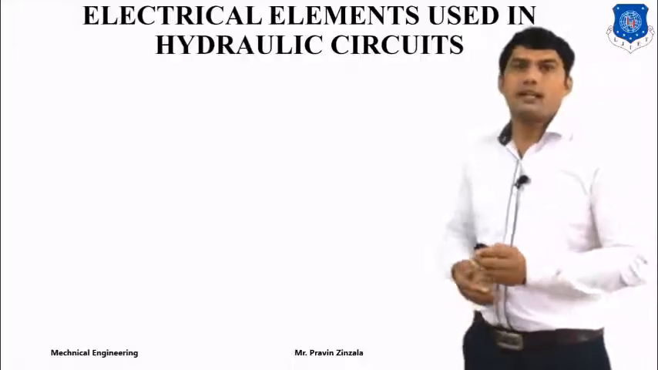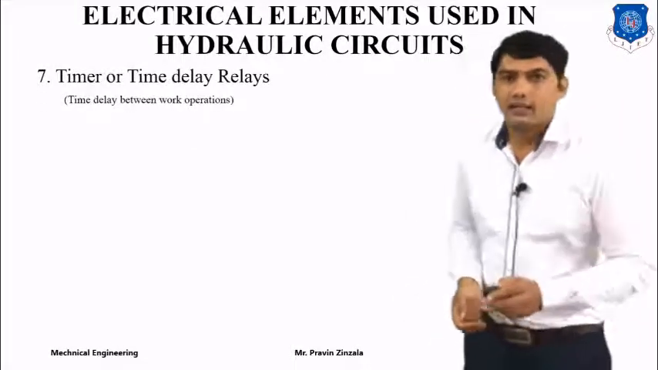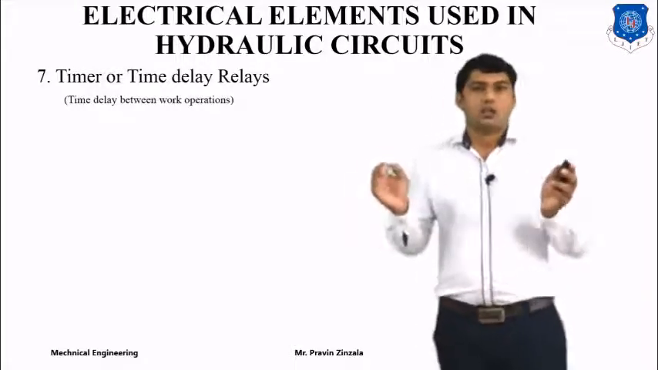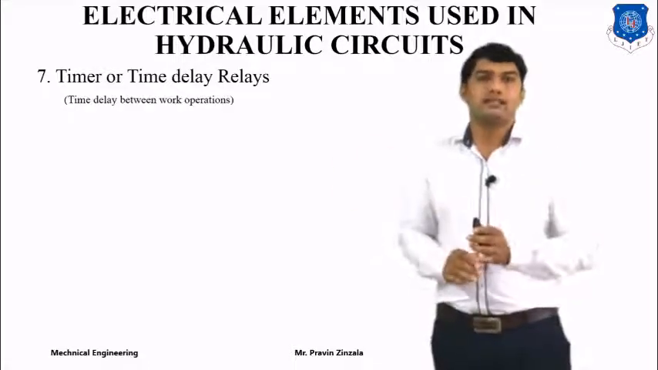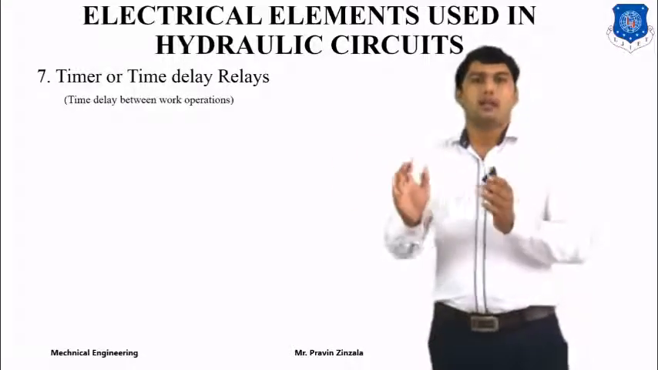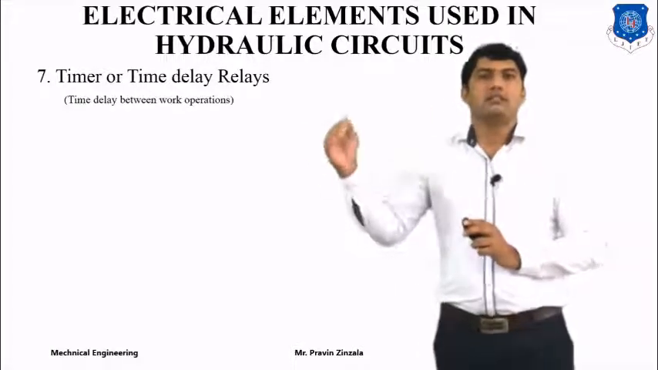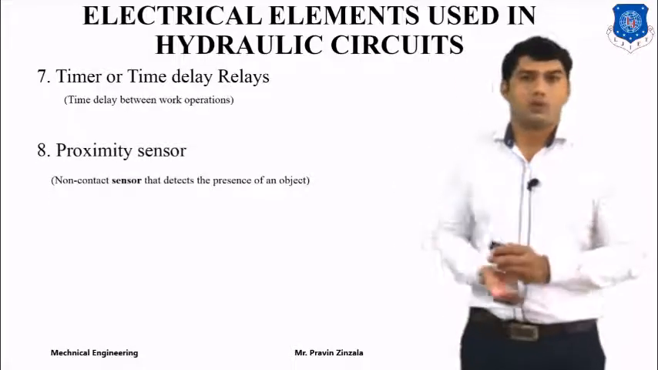The next component of the electrical elements is the timer or time delay relay. It is also one type of relay, used for time delay operation. If you want to design a hydraulic system with a particular time delay, with the first operation and then the second operation after it, a timer or time delay relay is used to delay the operation.